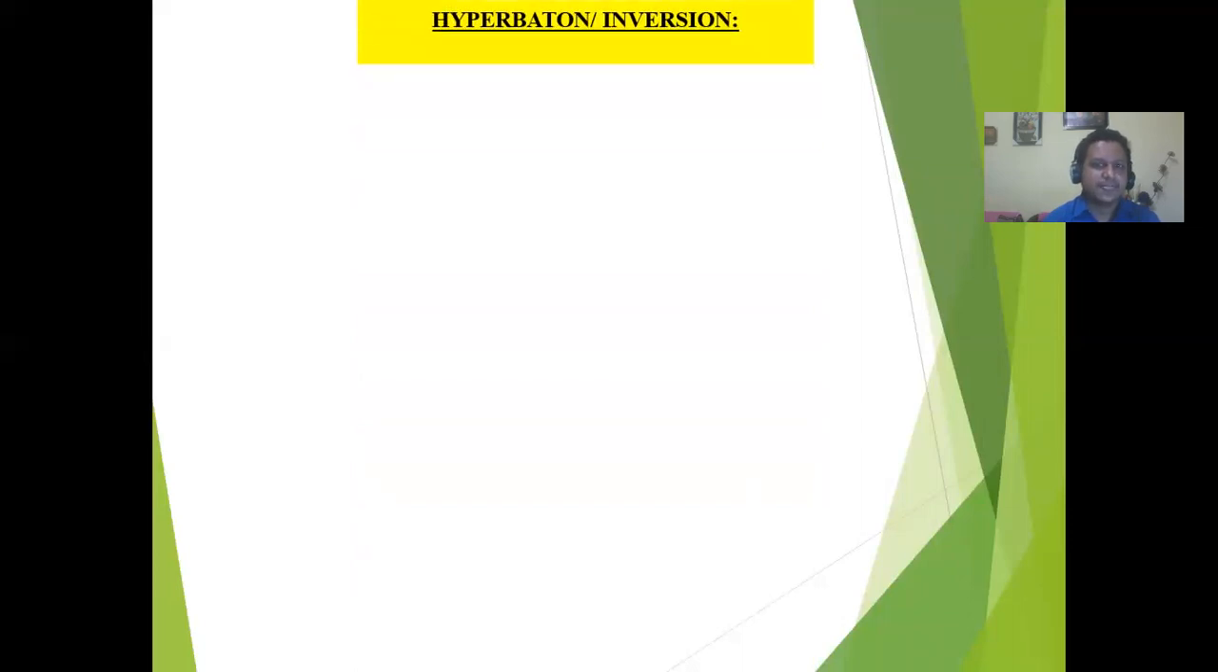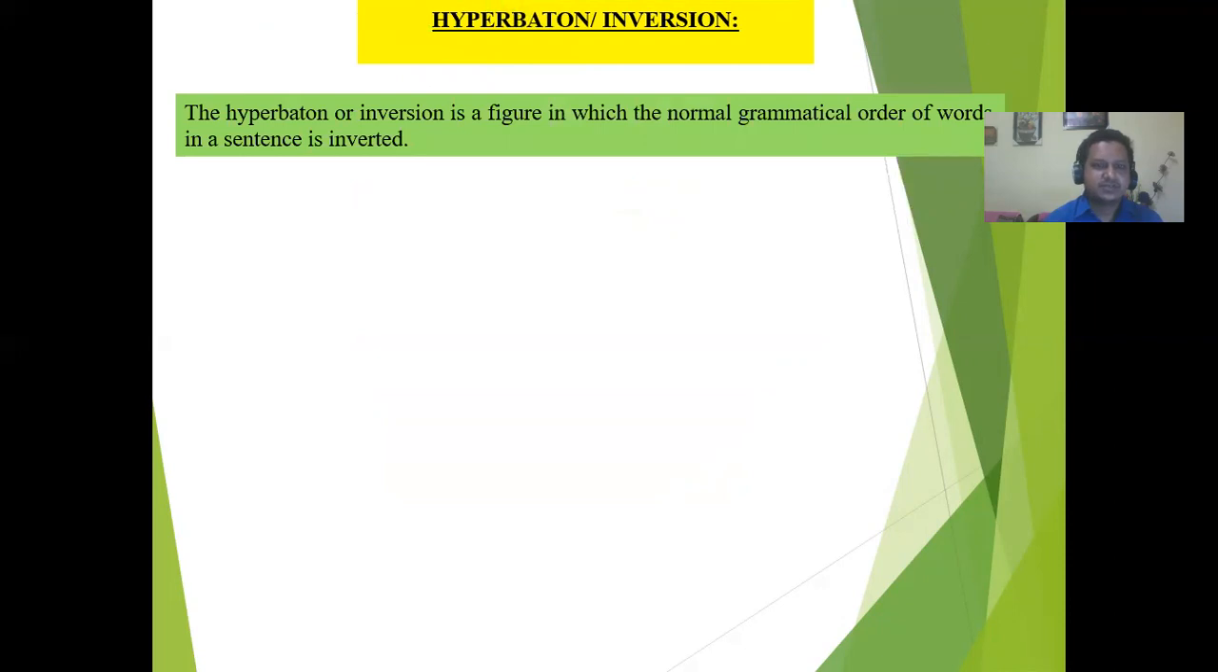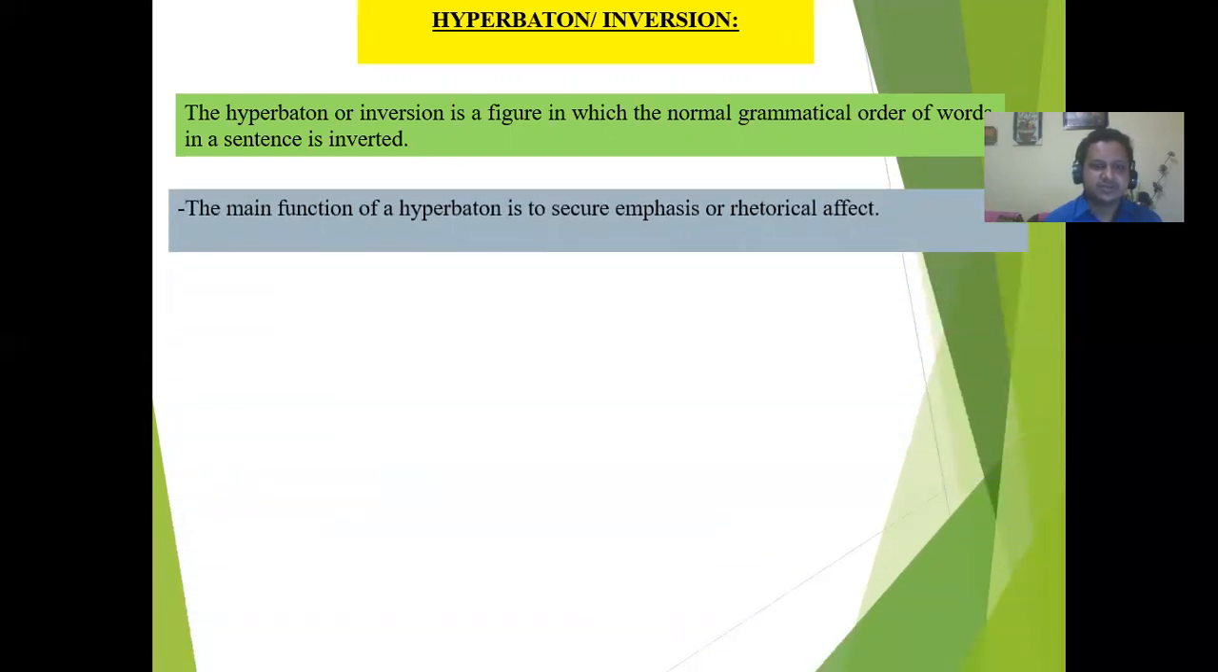Hyperbaton or inversion. What is hyperbaton? The hyperbaton or inversion is a figure in which the normal grammatical order of words in a sentence is inverted. We know in a sentence at first comes subject, then comes verb, then comes object, or at first comes subject, then auxiliary verb or helping verb, then main verb, then other words or object. But in this figure, the normal grammatical order of words is inverted. The main function of a hyperbaton is to secure emphasis or rhetorical effect.